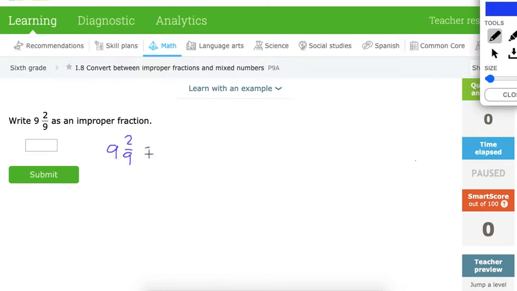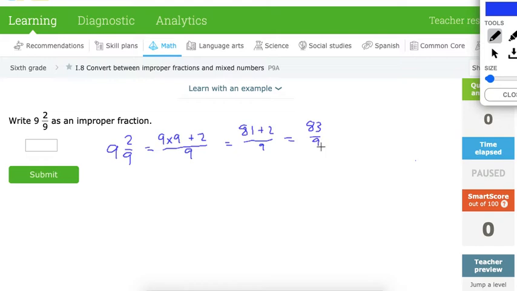To figure out how many ninths there are, how many 1/9 there are in 9 wholes, we take 9 times 9. So that would be 9 times 9 plus the 2/9 we already have. And that ends up being over 9. Our denominator stays the same. So 9 times 9 is 81 plus the 2, and that's over 9, so we end up with 83/9.